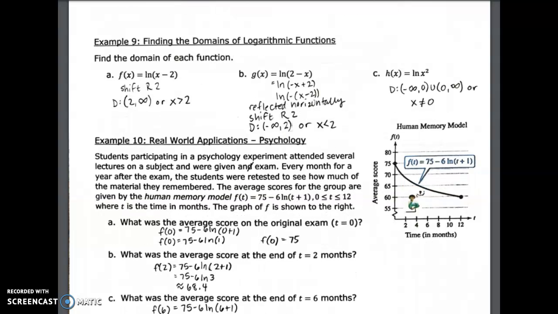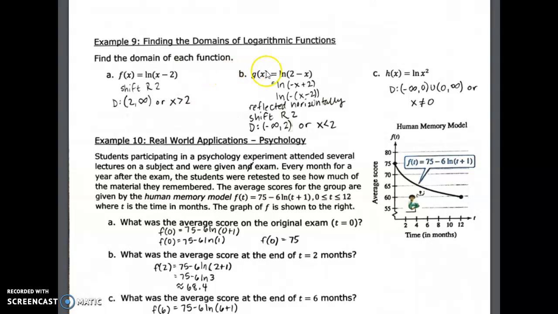Okay, so we talked about how the domain of logarithmic functions could be restricted because of the vertical asymptote. The range will always be all real numbers for these, but the domain is going to be wherever that vertical asymptote is. In this case, we've shifted to the right 2. So normally our domain would be x is greater than 0, but because we've shifted, it's now going to be x's that are greater than 2. You could write it either way, in set notation or in interval notation.